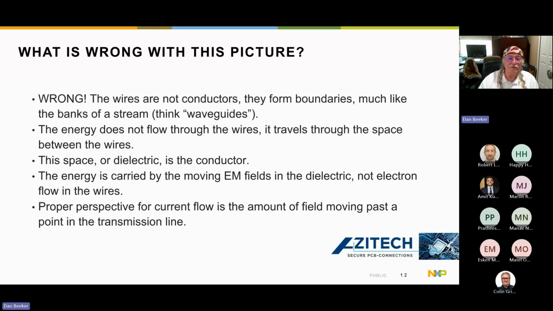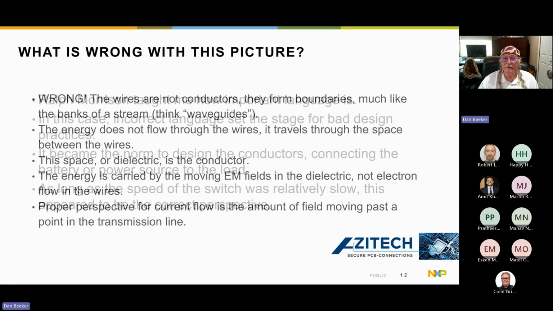And the whole idea of current flow: an ampere is a coulomb of charge moving past a point in the dielectric in a second. So it's moving through the space like gallons per minute in a hose. Very, very similar. But you have to think about the idea of the energy moving in the dielectric.